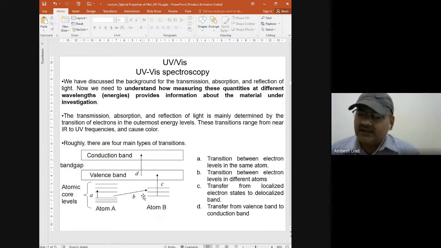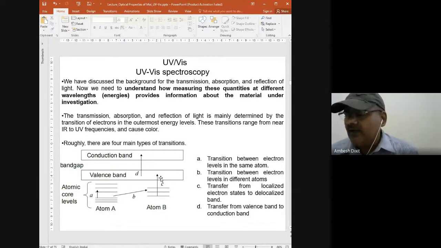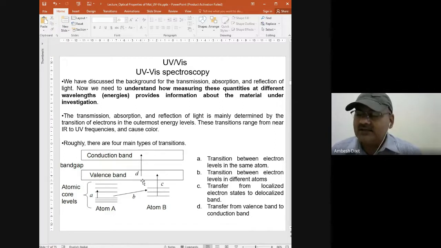Another is called intraband, meaning within the same material, your electron can transition from localized inner orbitals to delocalized orbitals. Delocalized orbitals are valence bands and conduction bands. This is process C. Another process that can happen is the transition from the valence band to the conduction band, from a delocalized state to a delocalized state, which we call a band transition. I'm sure all of you are aware of what bands are. We look at all these four transitions with respect to different materials, and that is our interest.